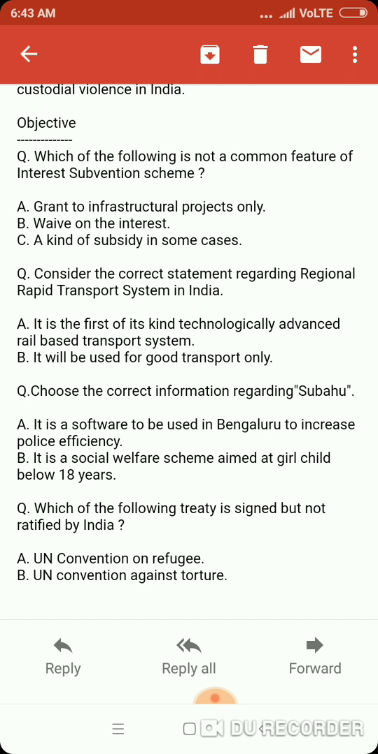UN Convention on Refugees: India has not even signed it. It is the UN Convention against Torture. India has signed the treaty, but India has not made any specific domestic law in response to this treaty. So option B is correct.